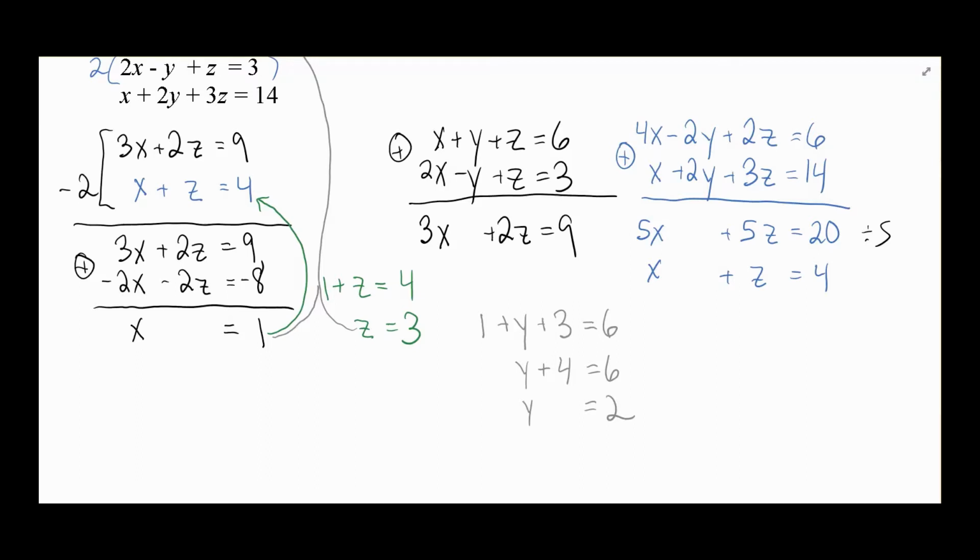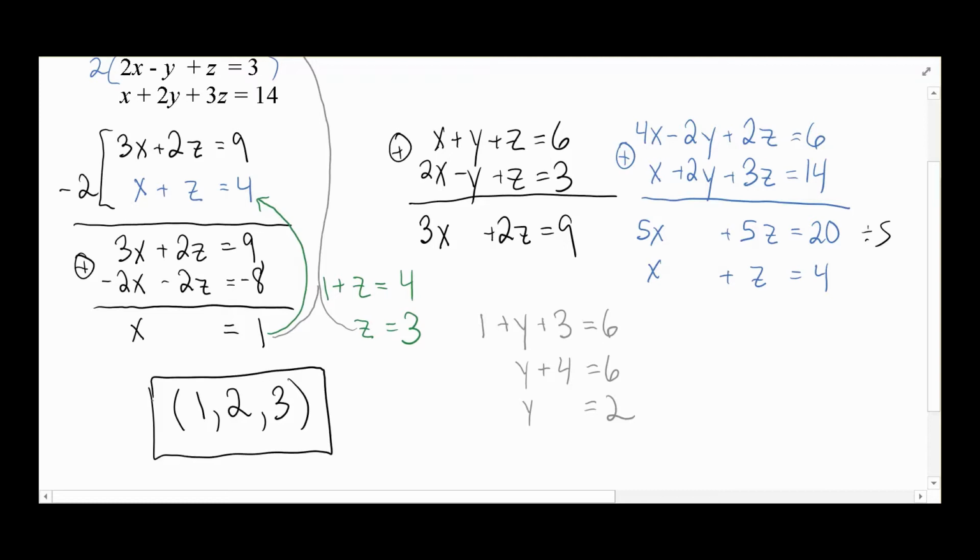Now that I have all 3, I can write an ordered triplet. The x value is 1, the y value is 2, and the z value is 3. So there's my answer, 1, 2, 3.